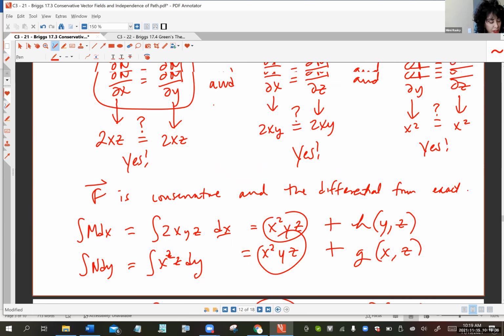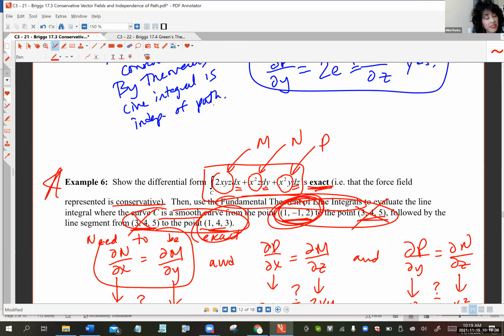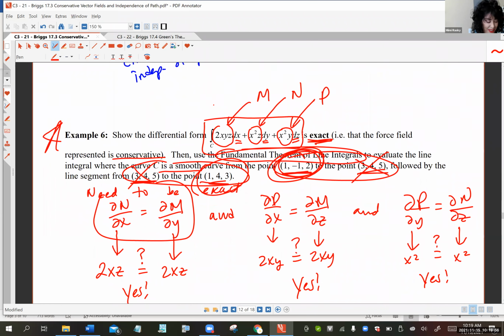They wanted to know if the differential form was exact or not. And that's just a disguised way of saying, hey, is the vector field conservative or not? And we check, and it was. So that means the differential form is indeed exact. And then we can go ahead and use the fundamental theorem of line integrals to evaluate because, hey, it's exact.